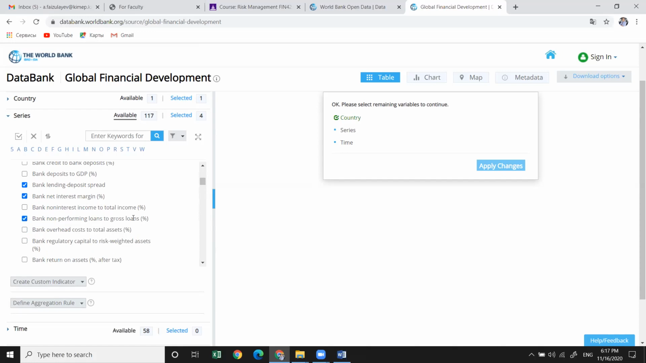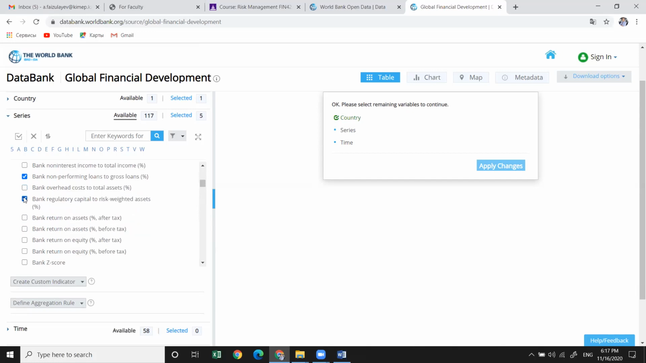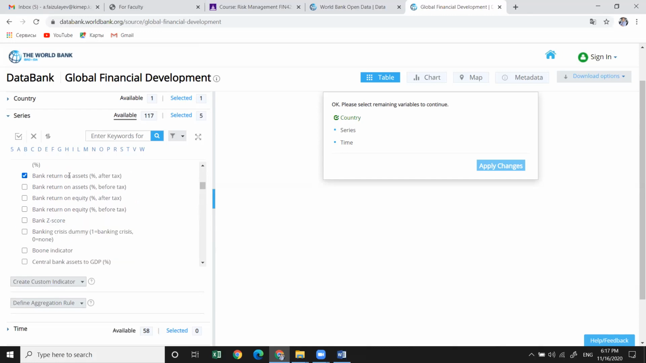Bank non-performing loans to gross loans measures the bad loans of the banks, their asset quality. Return on assets, regulatory capital to risk-weighted assets, which is related to capital adequacy. I can use another ratio, ROE. Return on assets is after tax or before tax; I prefer to use after tax, after all expenses deducted. Return on equity after tax.